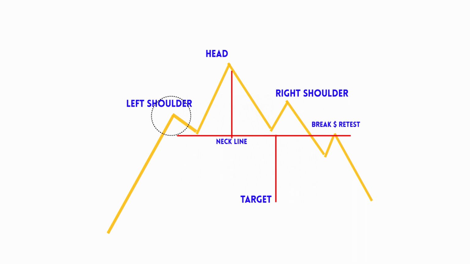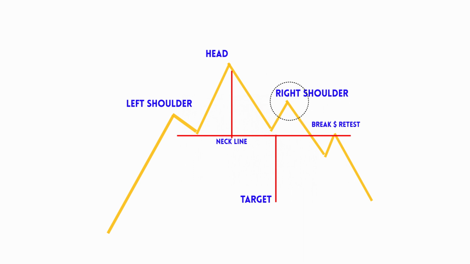The head and shoulders pattern consists of three main components. Left shoulder. This is the first peak formed during an uptrend and represents a temporary high point in the price. Head. The central and highest peak in the pattern. The head represents the highest point in the price movement during the uptrend.